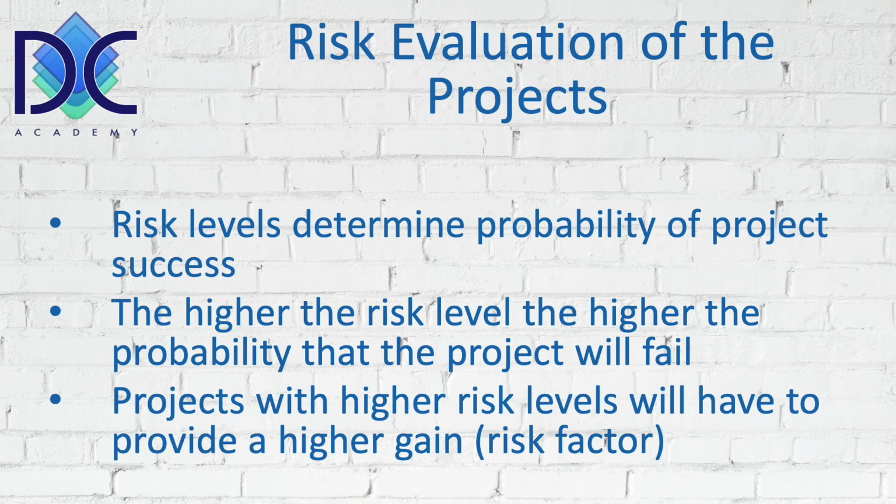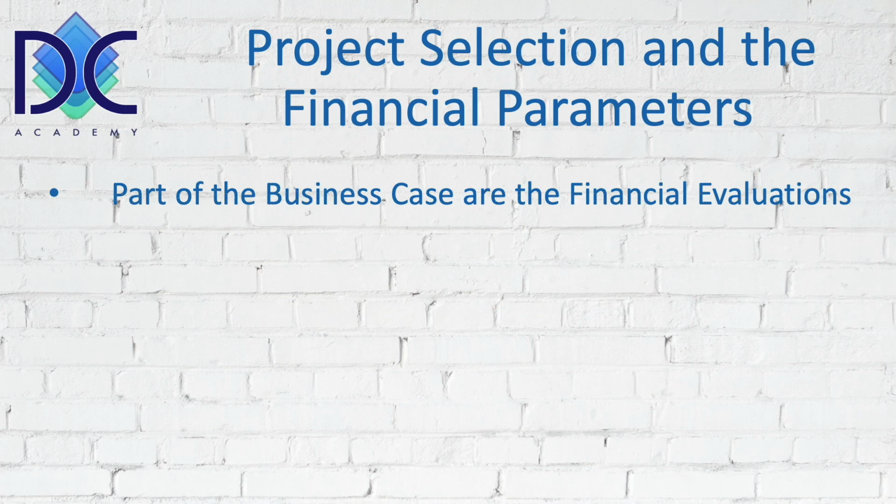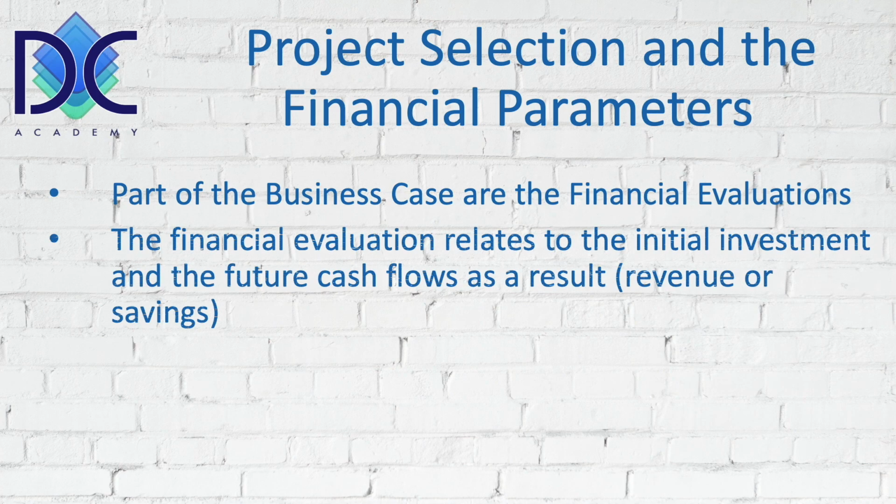Now, when we look at the project selection, we can look at the different parameters. For example, we want to select a project based on its financial parameters. This is also part of the business case and the financial evaluations that are in there. And what we have to consider is what is the initial investment and what are the cash flows, what is the project generating later on. When we have a product or a service, what are the cash flows that we create? What is the extra money that is coming in?